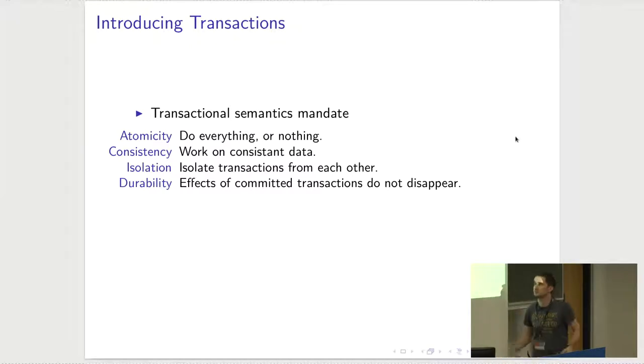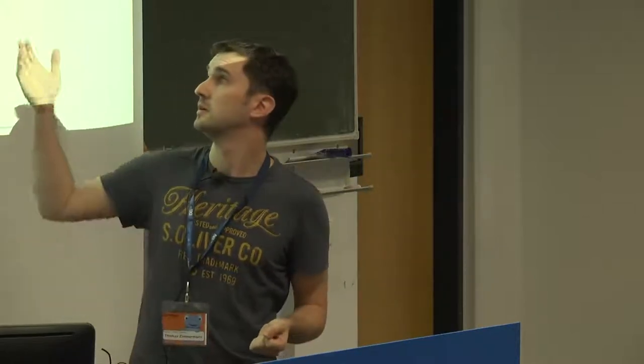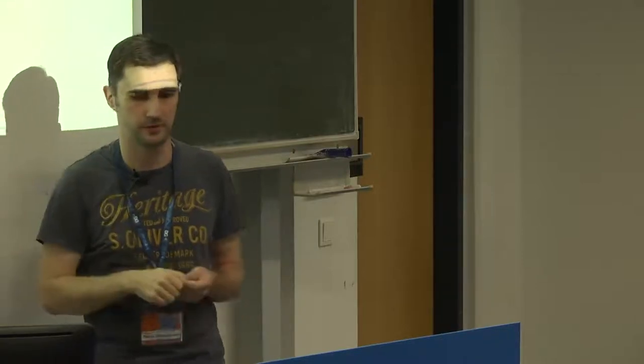So very quickly, just to reiterate this, we want to do everything or nothing in our code. We want to basically move from consistent state to consistent state and don't want to have the inconsistent states in between, at least not outside our transactions. Then we want the effects that happen in one transaction to be isolated from all the other stuff that runs on the system, at least until that transaction commits. And once it commits, everything becomes visible. And if we committed a transaction, we don't want this new state to disappear from the system.